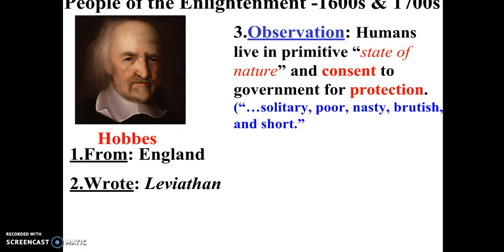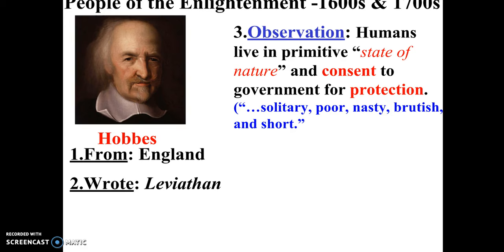And as a matter of fact, he puts it this way, that life without government is solitary, poor, nasty, brutish, and short. Solitary, you're going to be alone. You can't trust anyone. Poor, if you own something, someone will steal it. Nasty, there's going to be dead bodies. There's going to be things decaying. No one's going to take care of anything. Trash is everywhere. Brutish, you're going to get beat up. That's what being a brute means. And short, guess what? You're going to die. That's how bad life is.